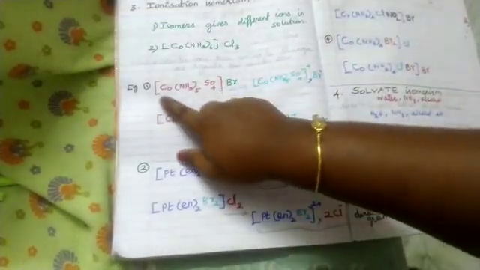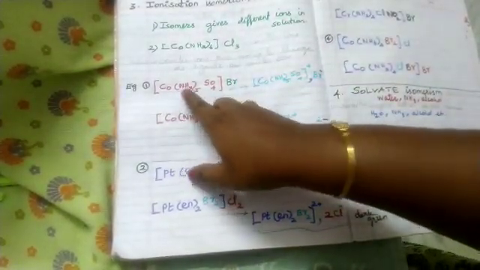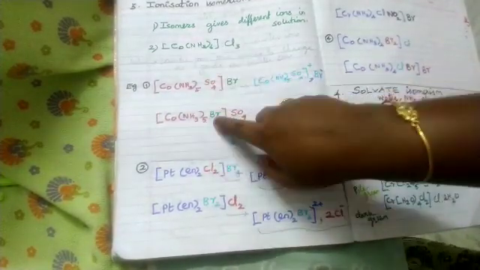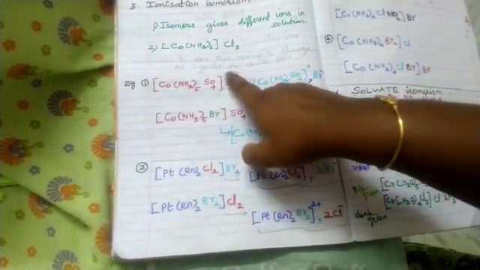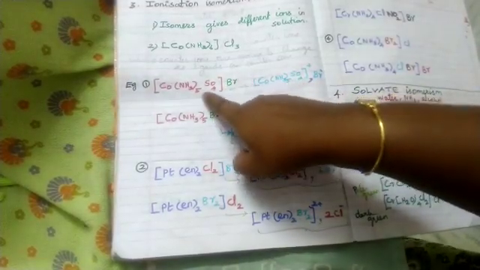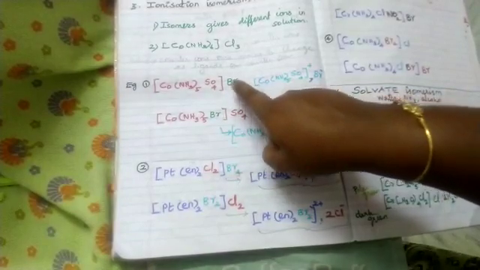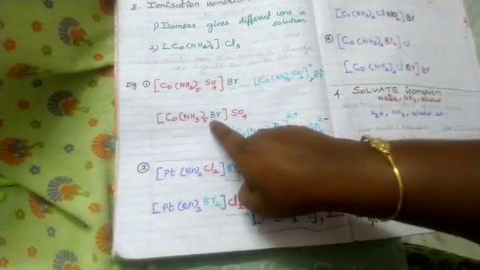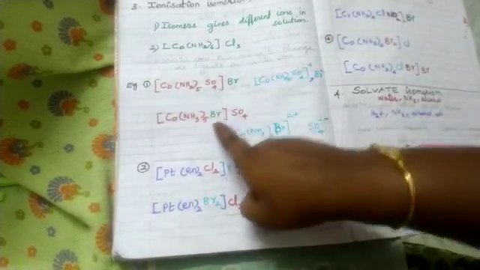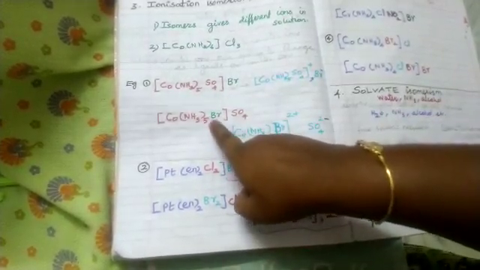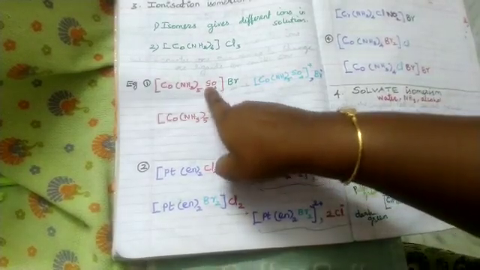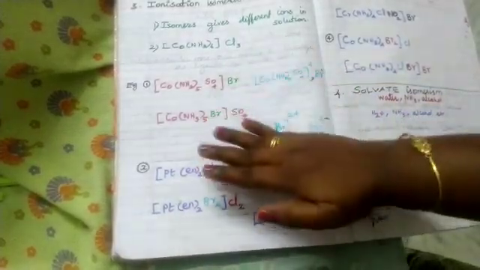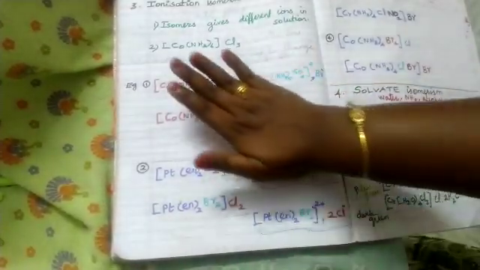What is this? Here there are 5 ammonia and SO4, and Br is there. Now what do you get? In the isomer of this complex, the bromine, which was the counter ion, acts as a ligand, and the SO4 ligand acts as a counter ion. So the counter ion and the ligand are exchanged here.